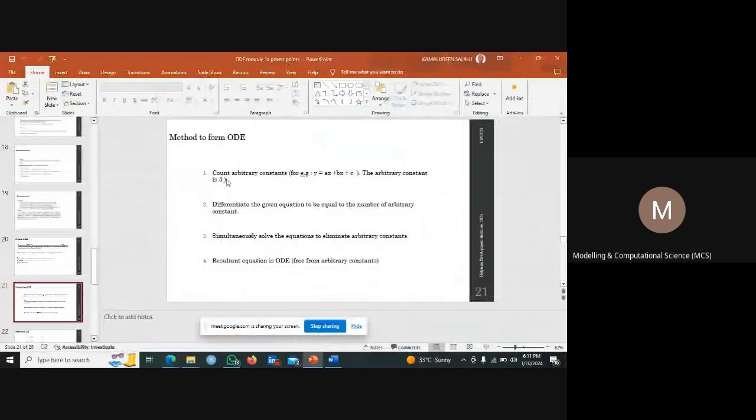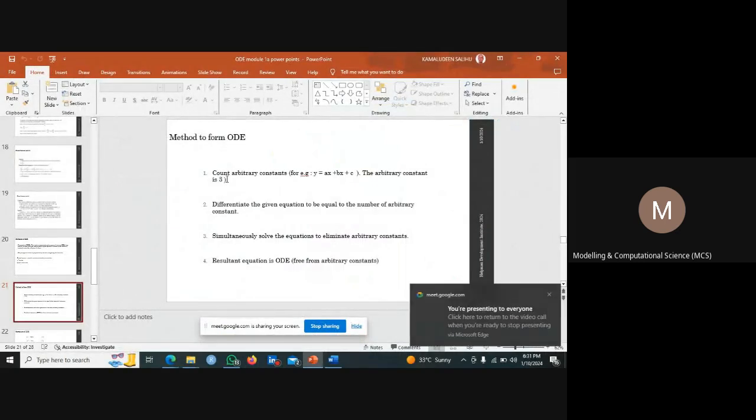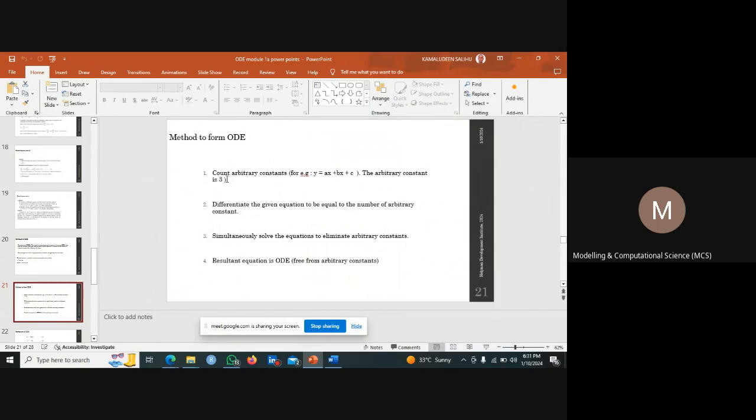So as I was saying, you count the arbitrary constants you are having in the expression. Like for this one, you have three arbitrary constants. You have A, B, and C.